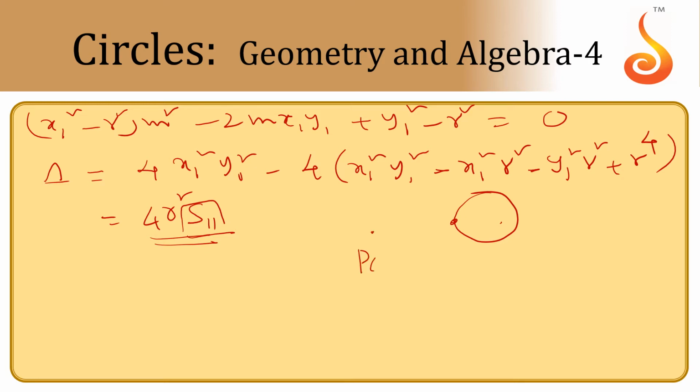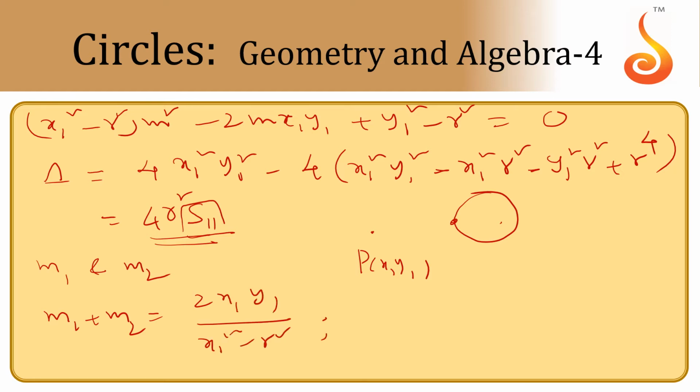Suppose the point x1, y1 lies outside the circle. Then s11 is greater than 0, giving two real and distinct values for m. Let them be m1 and m2. According to the quadratic equation, m1 plus m2 equals 2x1 y1 by x1 square minus r square, and m1 into m2 equals c by a, that is y1 square minus r square by x1 square minus r square. So the two tangents are like this.